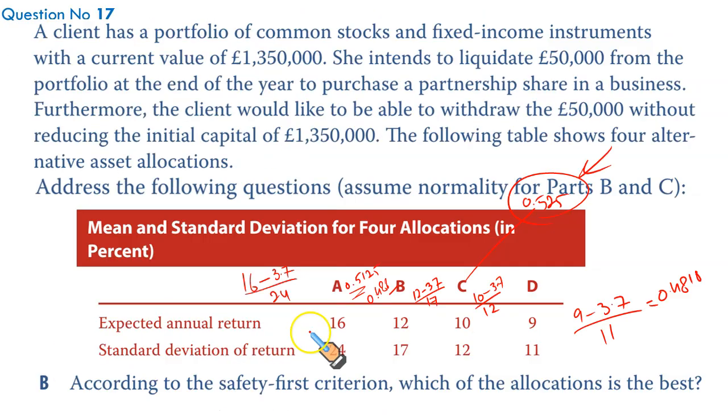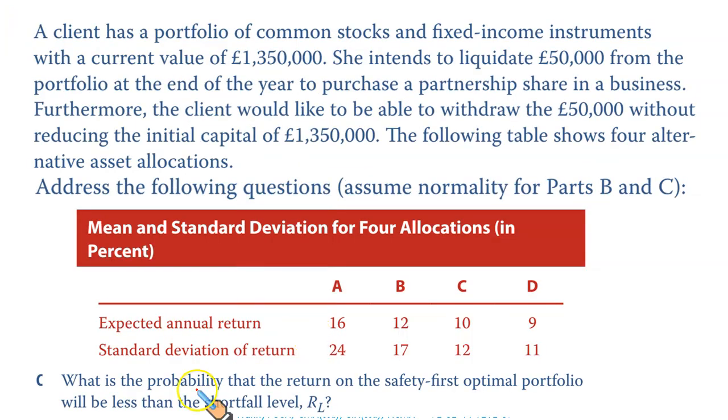I think it's the same data. Yes. What is the probability that the return on the safety first optimal portfolio will be less than the shortfall level? Now here we need some z-score computations. We are looking for the probability of return being less than 3.7. For this we need to convert this 3.7 into the standard score. How do we do that?